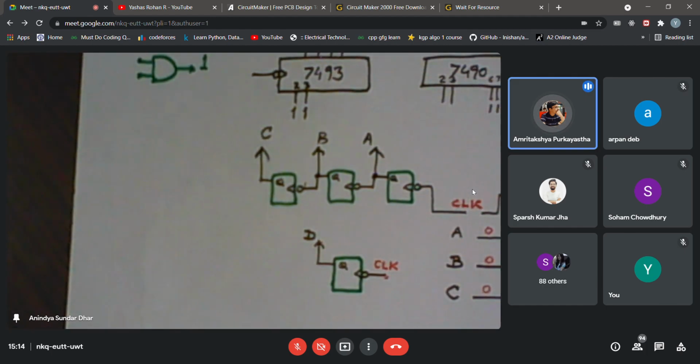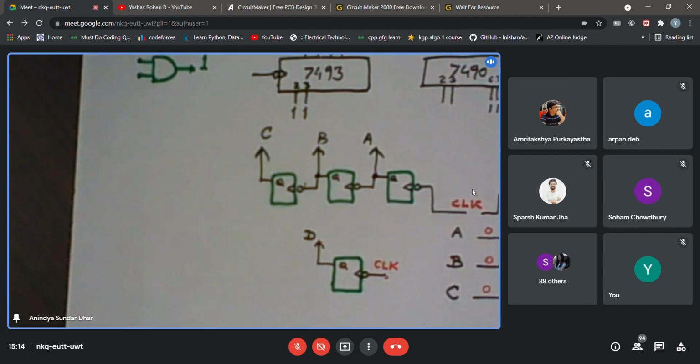Yeah, then D will become LSB. But in that case, D will become LSB. Okay. But you can really do that. The only thing is that you need to take care of which pins are connected. If you apply the original clock here, then this one will become the LSB. This will become MSB, provided that you have connected C to this clock.